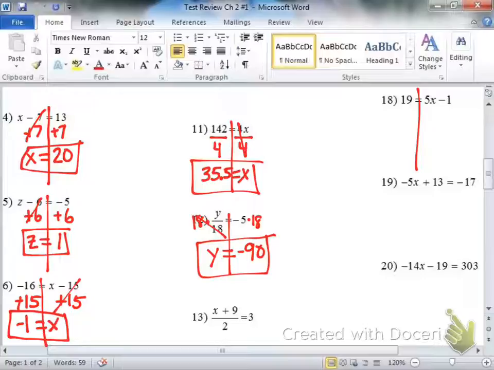-90. Good. We add the 1. 19 plus 1 is 20. That equals 5x. Then what? Divide both sides by 5. So that gives you 4 equals x. Questions?